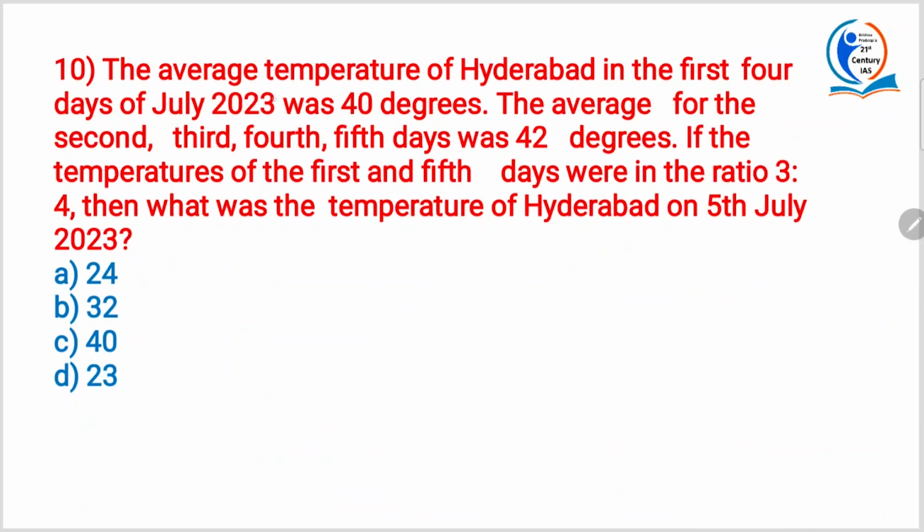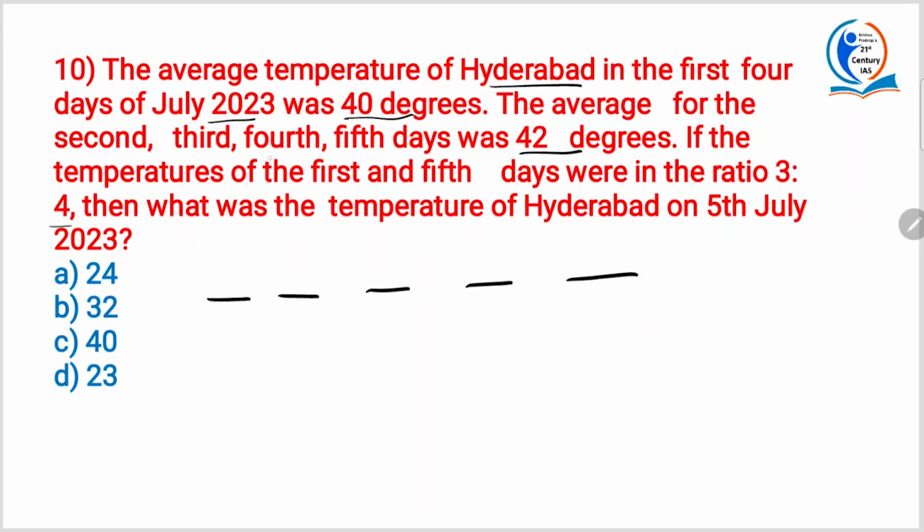Alright? Now, the average temperature of Hyderabad in the first 4 days of July 2023 was 40 degrees. The average for the second, third, fourth, fifth days was 42 degrees. If the temperatures of the first and fifth days were in the ratio 3:4, then what was the temperature of Hyderabad on 5th July 2023? Now, 1, 2, 3, 4, 5. There are 5 days.